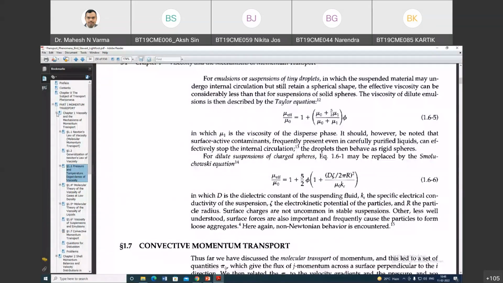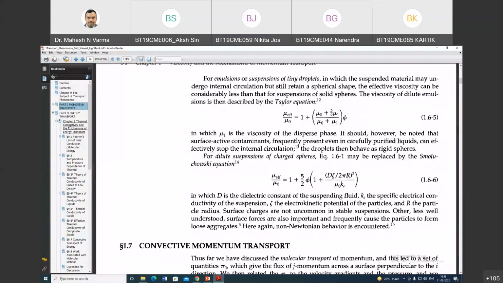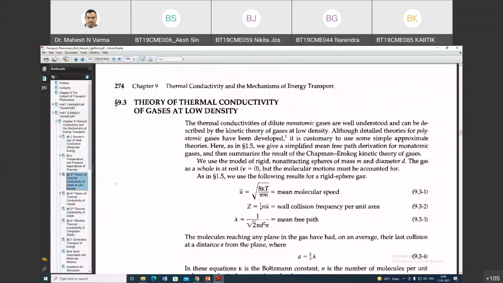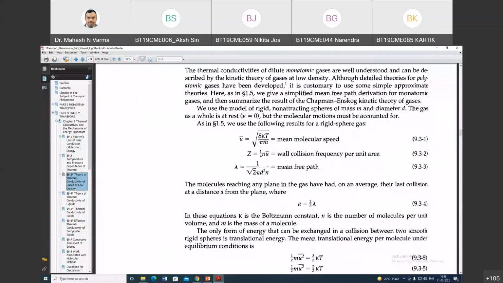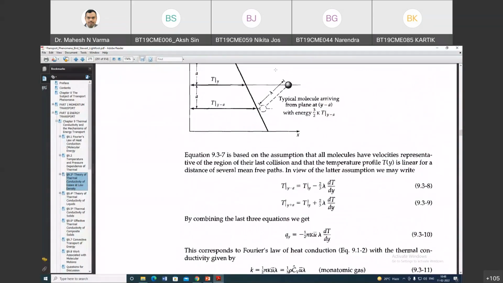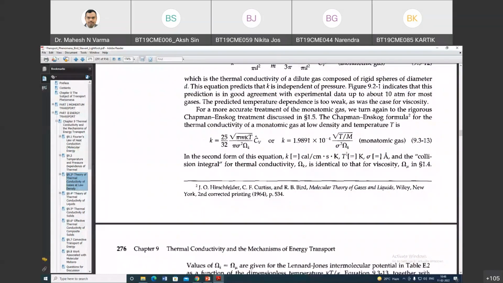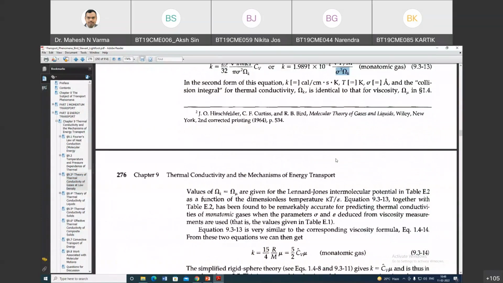Okay, and then if you go to heat transfer, then chapter number 9, this is what we were discussing. Theory of thermal conductivity of gases at low density. Again, similar mean molecular speed and collision and everything, this kinetic theory of gases and their interaction. So that gives this Chapman equation, which we have used here. This is collision diameter and collision integral.